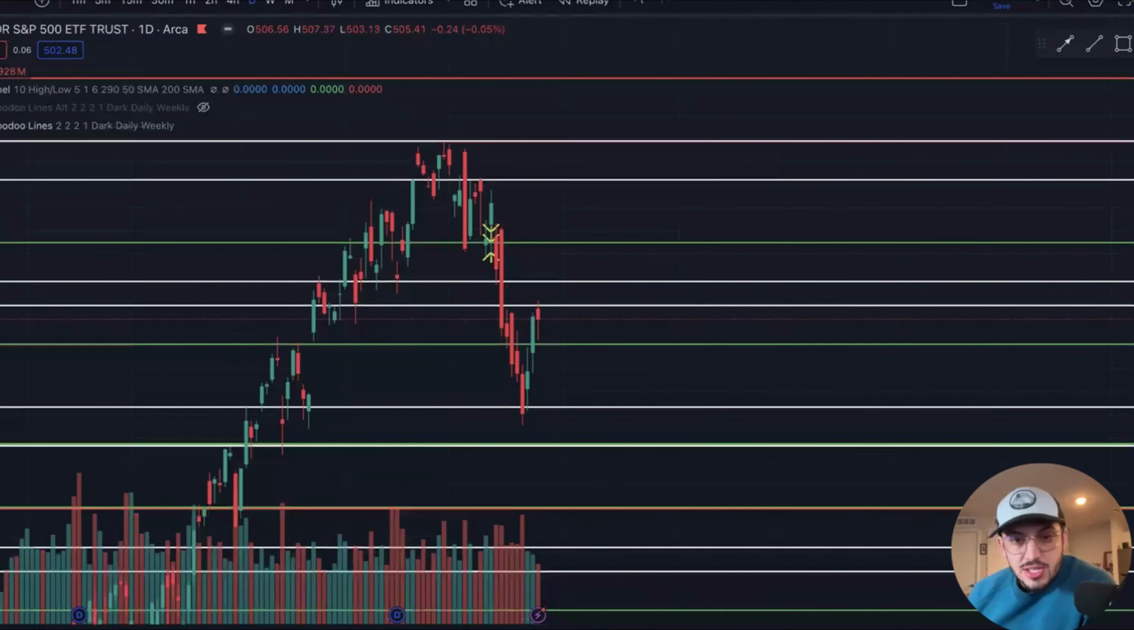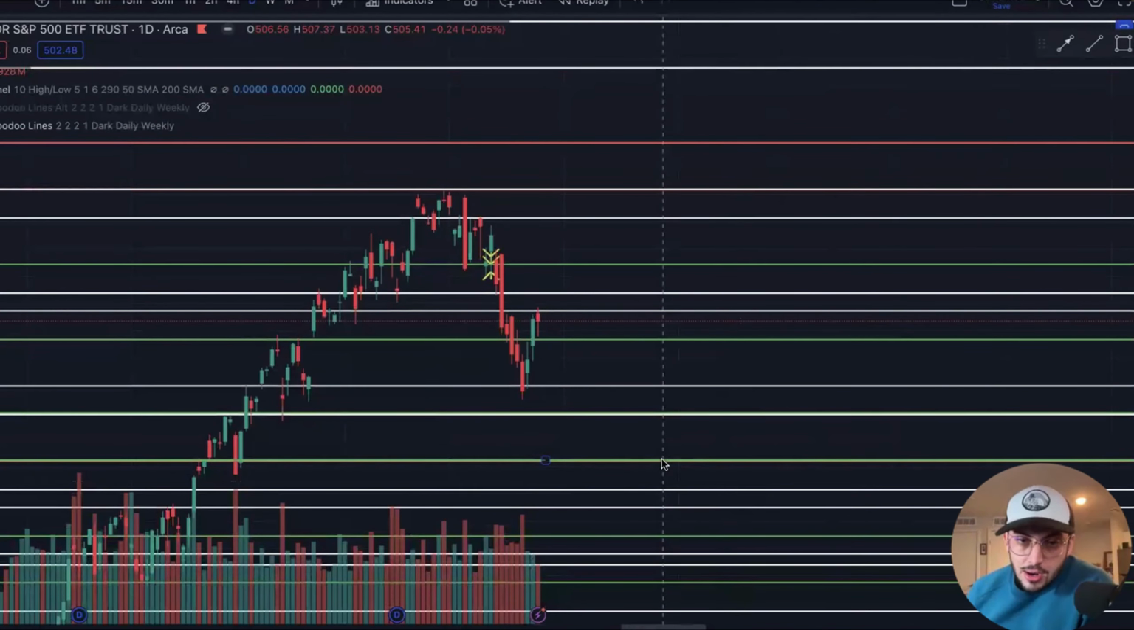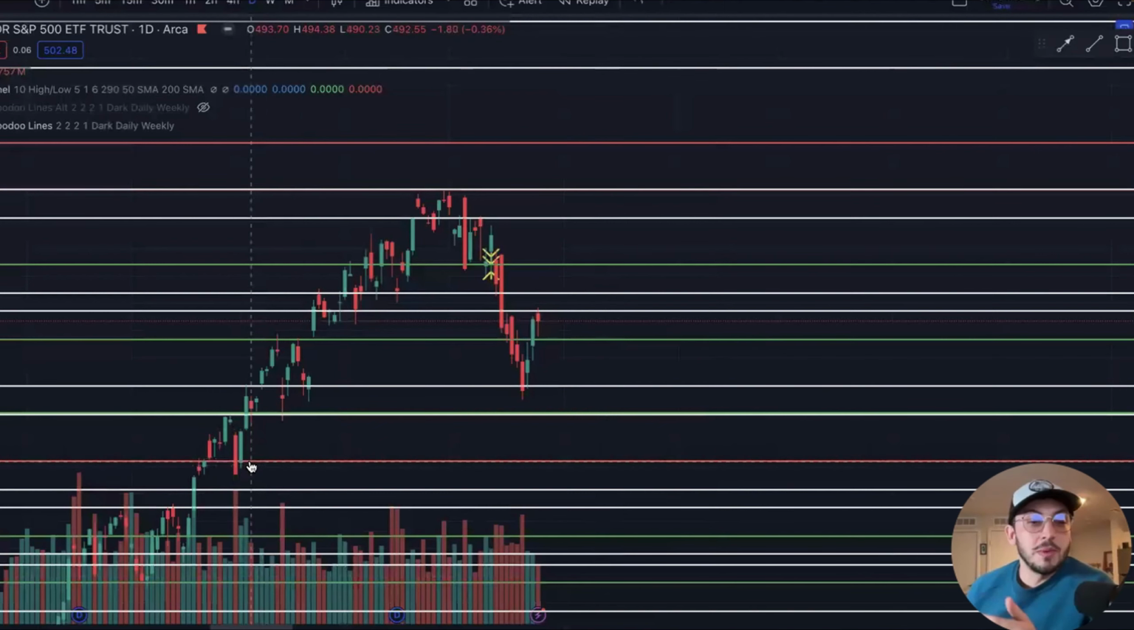So I'm going to zoom out just a little bit more. I have an alert here at the fire line. I'm going to remove that and put it on after this presentation, because I want to be aware of where we're trading at on SPY if we trade down to $484.